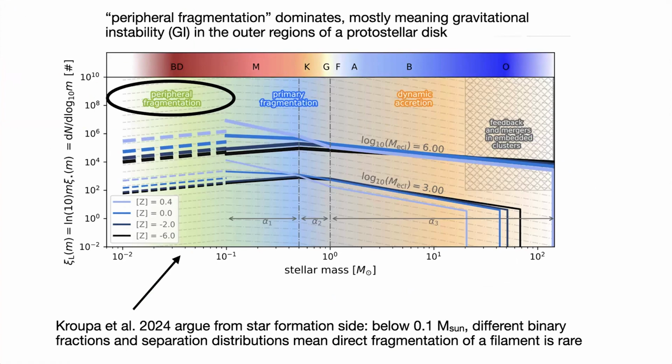This is an argument from a recent paper by Krupa et al., saying that below 10% of a stellar mass, which is quite a bit higher than that, there are different binary fractions and separation distributions. And that means that they think that direct fragmentation of a filament is rare. And so they argue for peripheral fragmentation, which mostly means gravitational instability in a disk. And again, that's quite a bit higher mass.